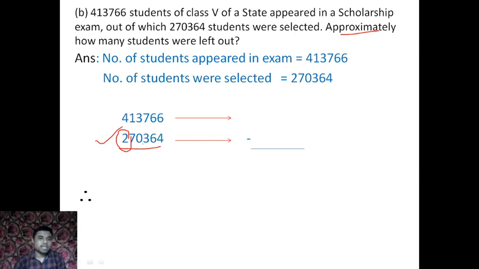1, 10, 100, 1000, 10,000, lakh. Okay, so we will round up to the nearest lakh place. So here what is the lakh place digit? Here 4 is the lakh place digit. Is it clear? So when we are rounding 4, what is the next digit of 4? It is 1. 1 means less than 5, so 4 will not change.